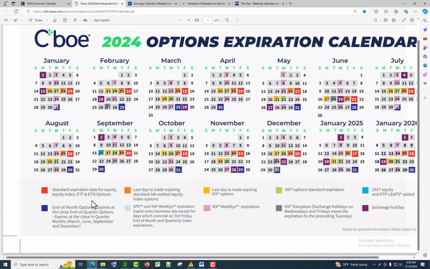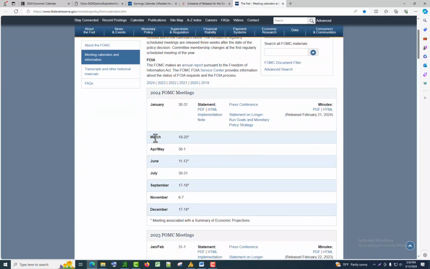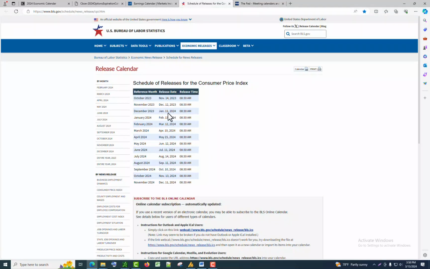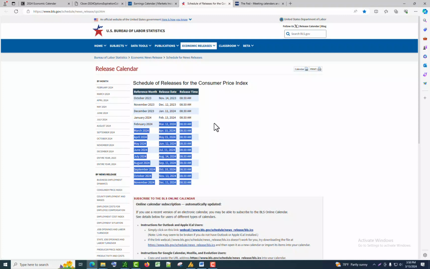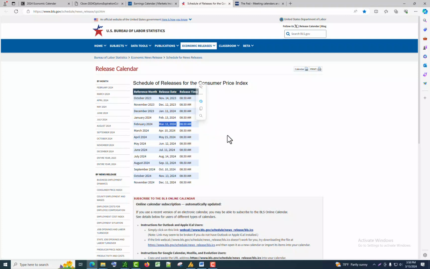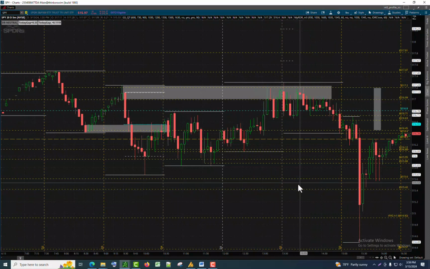That's the standard expiration for options and futures, and then you have end of month and end of quarter, so very huge in March right there. And next week we have Apple and the FOMC meeting on the 19th and 20th, and the CPI was just released on Tuesday. So that's the brief on the economic calendar. Now let's look at the chart for today.